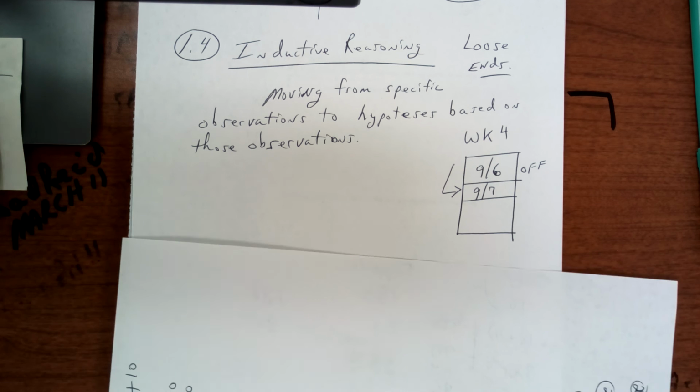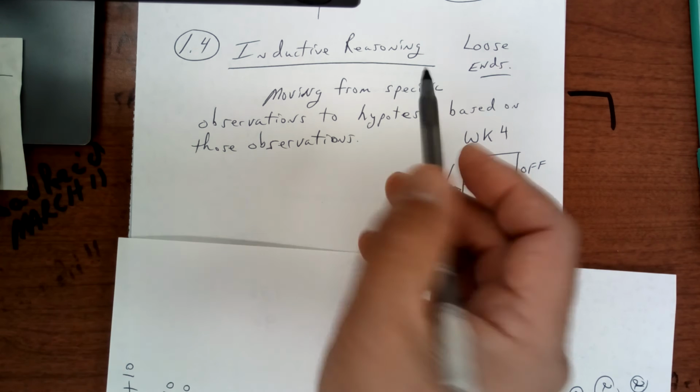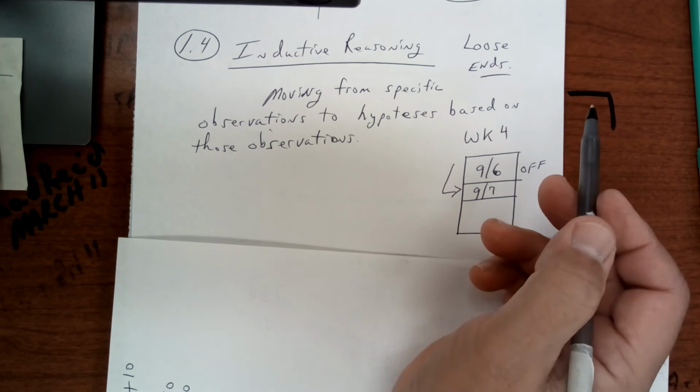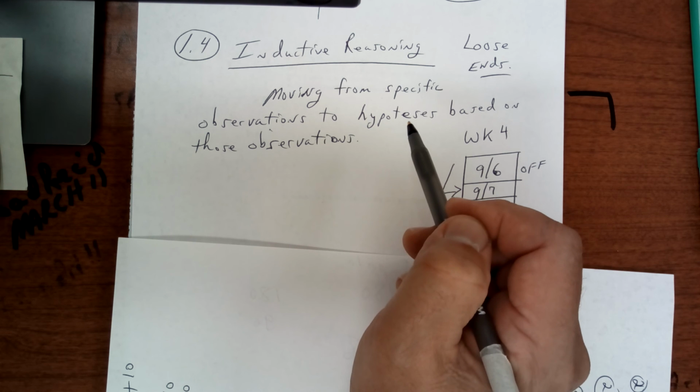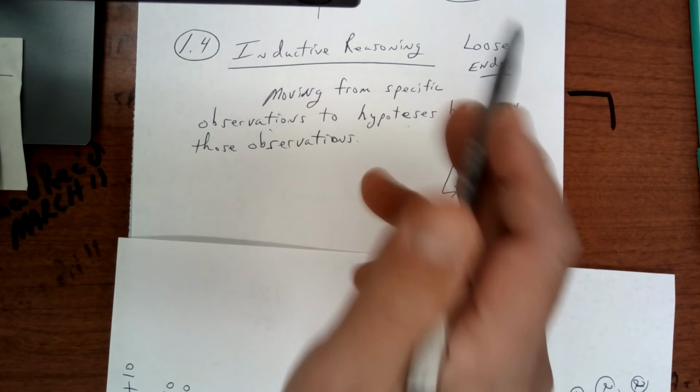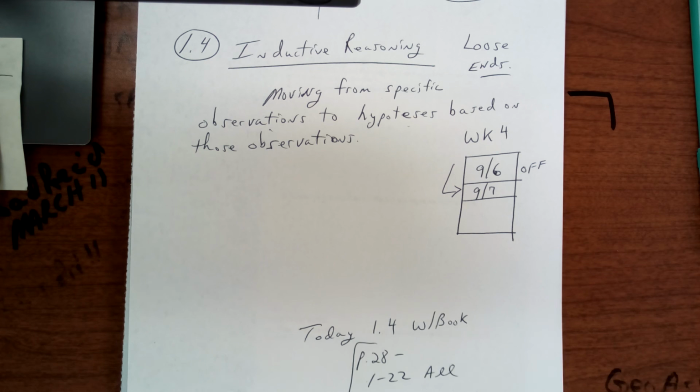All right, inductive reasoning is moving from specific observations to hypotheses based on those observations. So you're looking at some examples and you're coming up with a hypothesis. And it could be wrong, it could be false, but that's the way you do it. Okay, so let's take a look at a little bit of today's work.